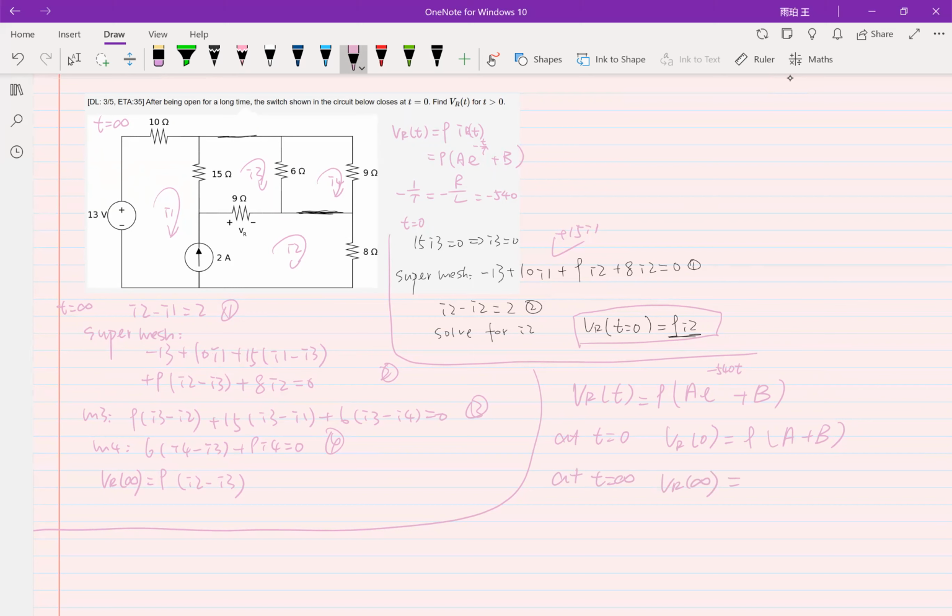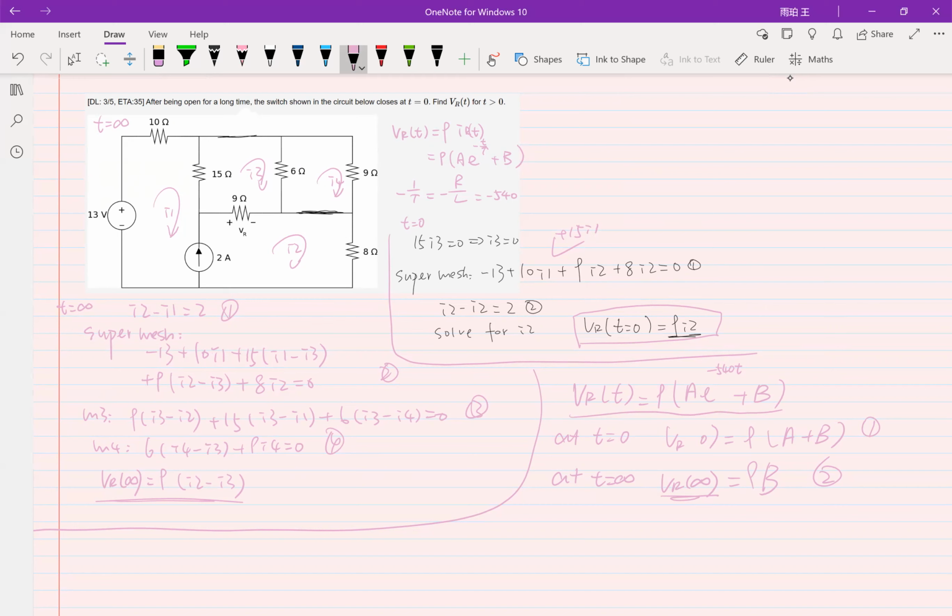Okay, and at t equals infinity, V_R infinity will be equal to, since t equals infinity, the exponent is going to be very largely negative, so this term goes to 0. So the equation is going to be 9B, and we also have this value, which we've calculated here. Okay, great. So here, again, we have 2 equations and 2 unknowns. So just solve for A and B, and our final formula will be plugged in here.